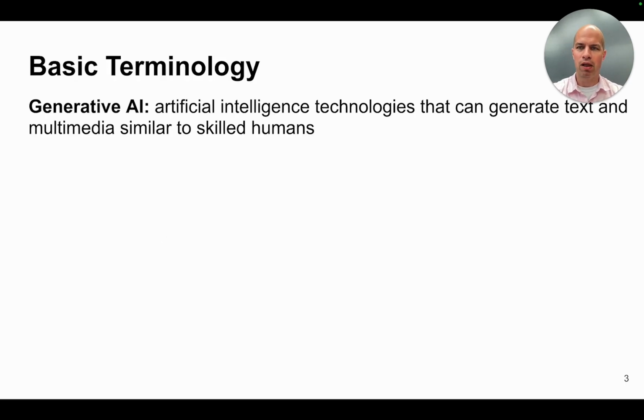Some basic terminology. Generative AI is an umbrella term for artificial intelligence technologies that can generate text and multimedia similar to skilled humans. By that I mean when it generates text or writing, it's often indistinguishable from that of skilled writers. It can generate images and audio and video that, they're improving every day, but at least at first glance, it's often, wow, the quality of this is really great in many cases.